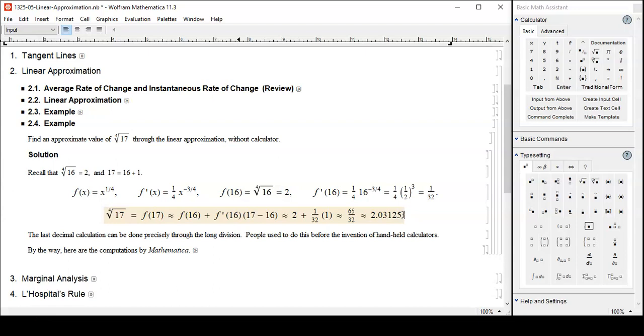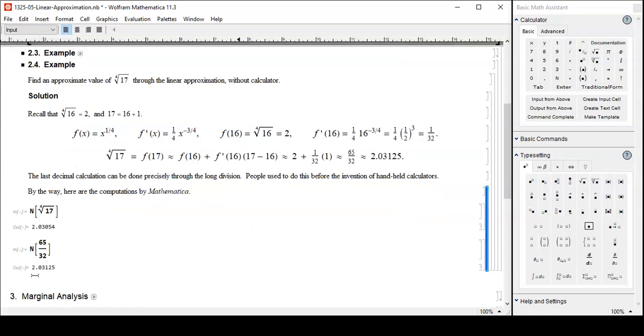Well, if you go back to the 1920s or even before, like the 1800s, then people used to do this all the time because there was no calculating tool. By the way, this is a computation through Mathematica, 2.03054 or something, okay, that is a better computation using today's calculating tool. And this is through the linear approximation we just talked about. Pretty good.